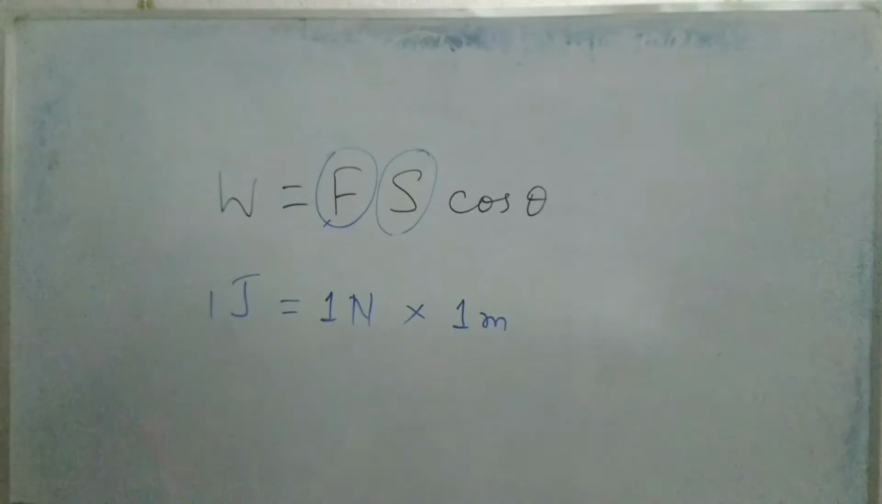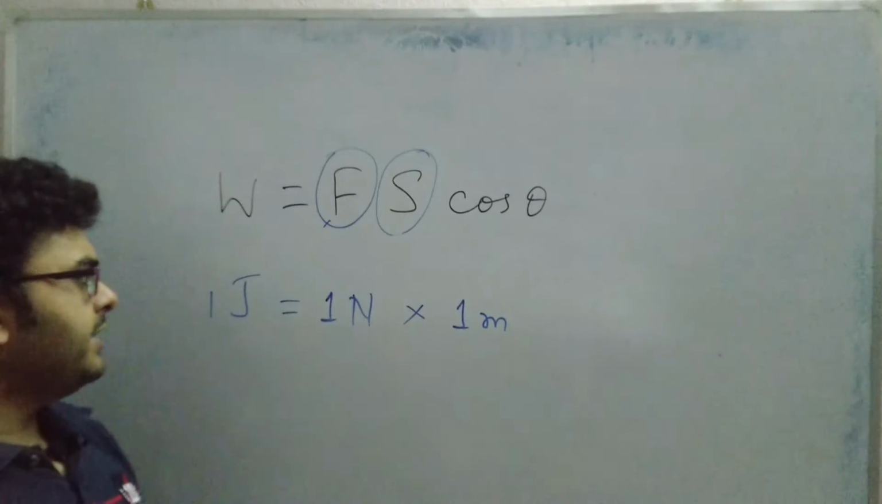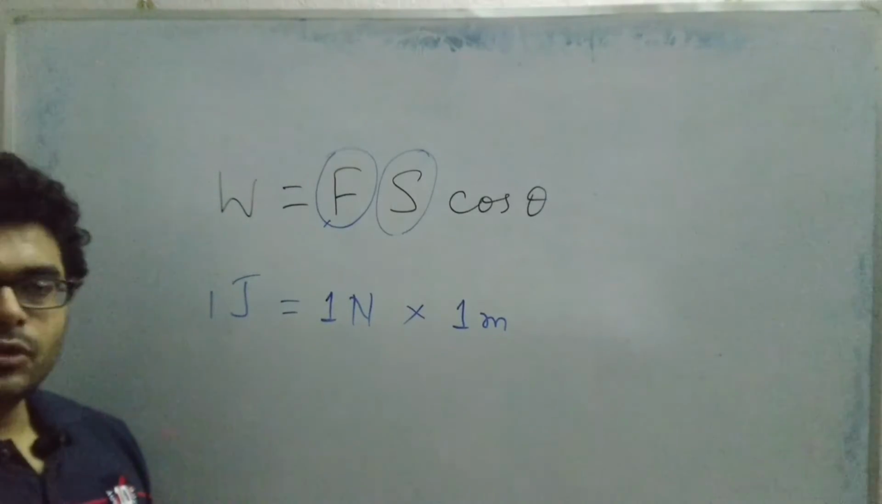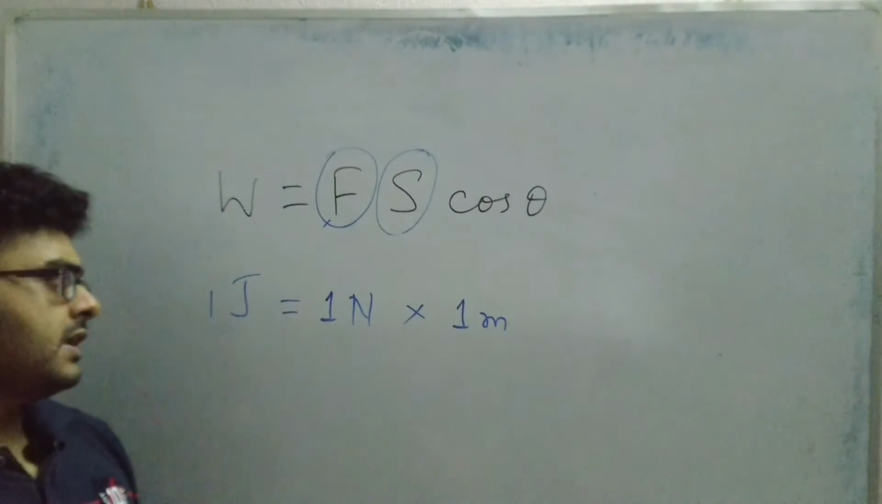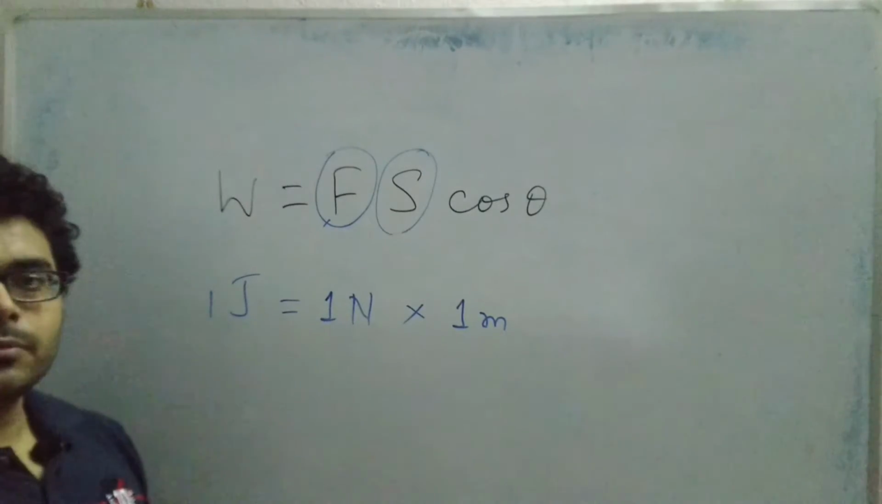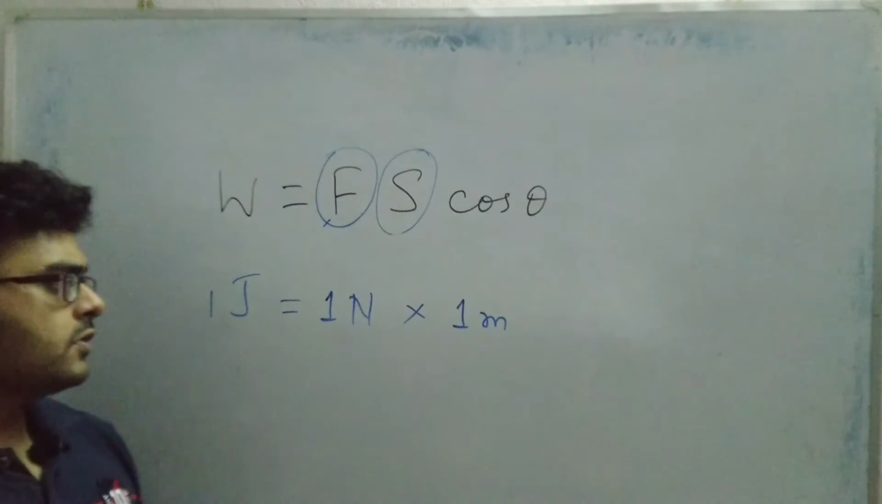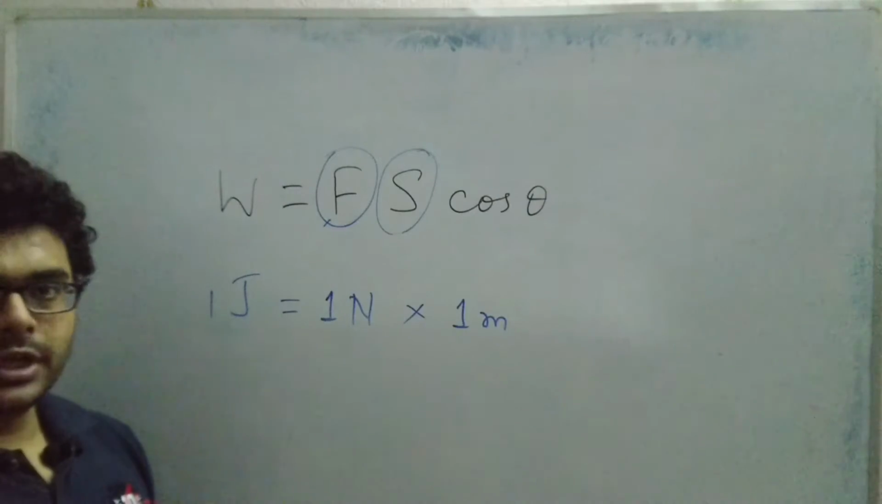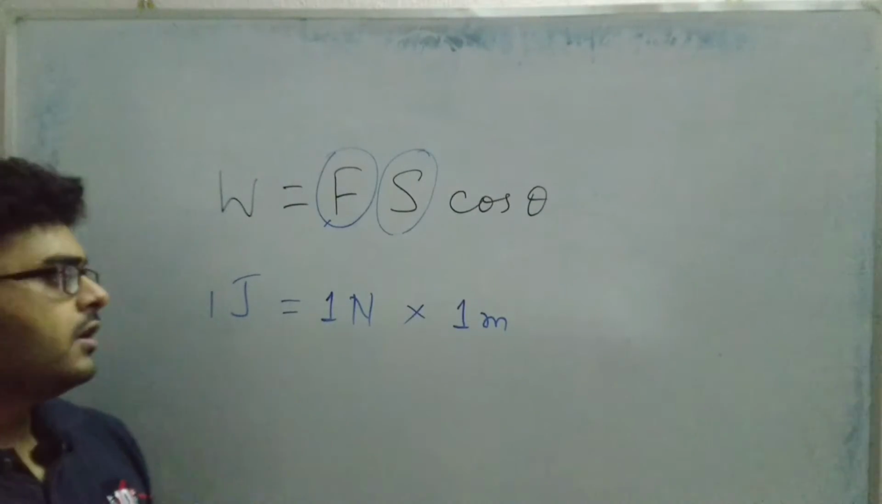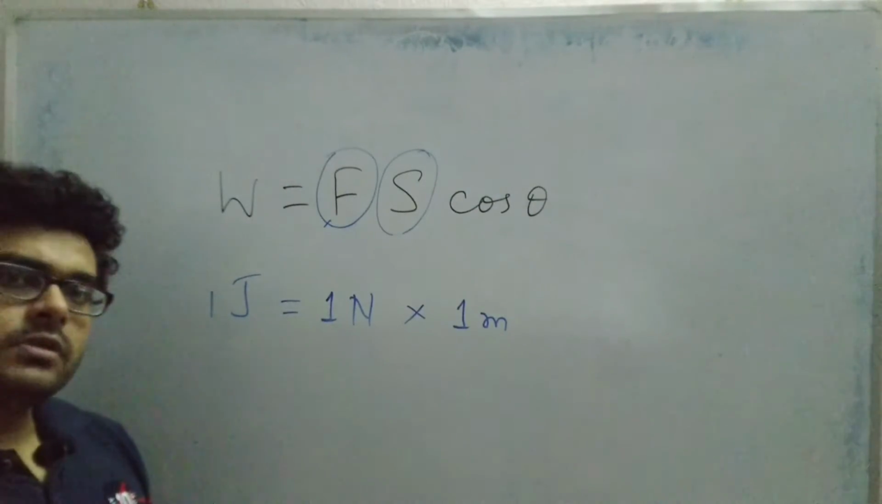So now, how can we define 1 joule? You may note it down. We can define 1 joule as the amount of work done by a force of 1 Newton when it displaces the body 1 meter in its own direction.